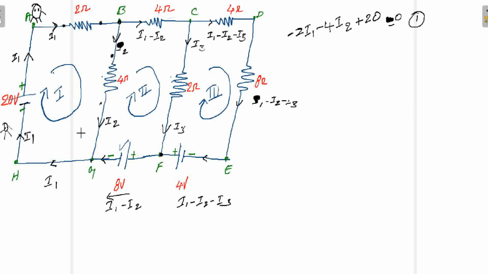This is the way we apply KVL. KVL is nothing but Kirchhoff's voltage law. Here we have applied Ohm's law: 2 into I1, 4 into I2, and this is your plus 20. This is your equation number 1.